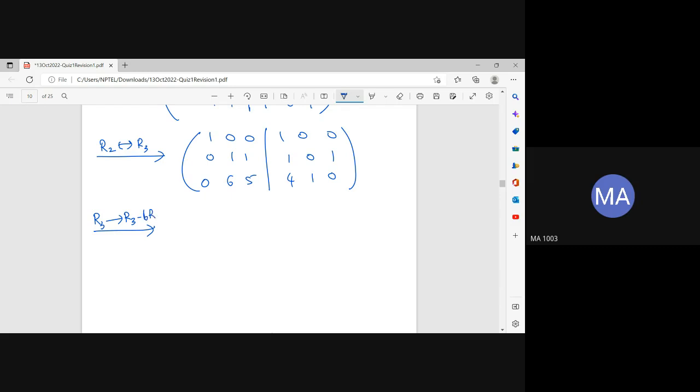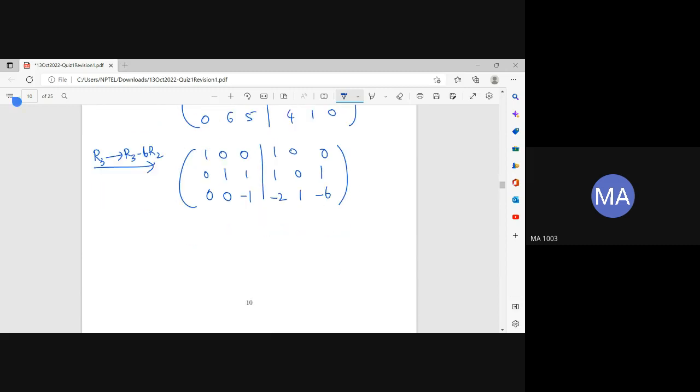R3 is R3 minus 6 R2. This is a pivot. This is a pivot. 1 0 0 1 0 0, 0 1 1 1 0 1, 0 0 6 so minus 1, 4 minus 6, that's minus 2, 1, 0 minus 6. So let me skip one step and multiply it with minus 1. I'm doing that. So I have pivot, pivot, pivot.